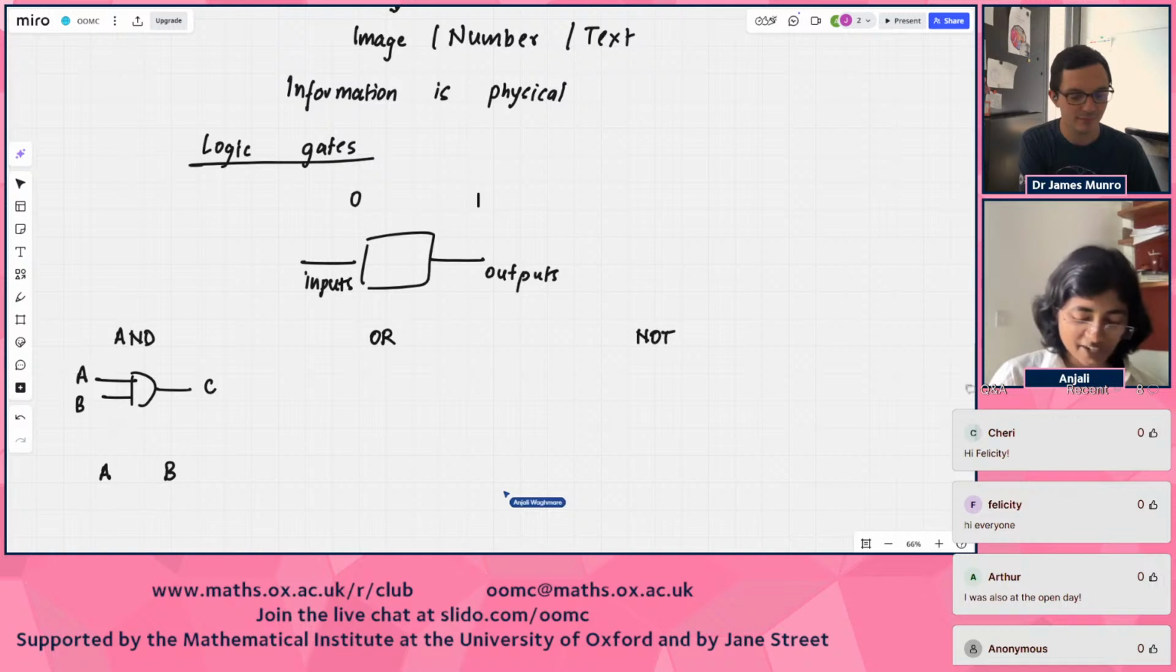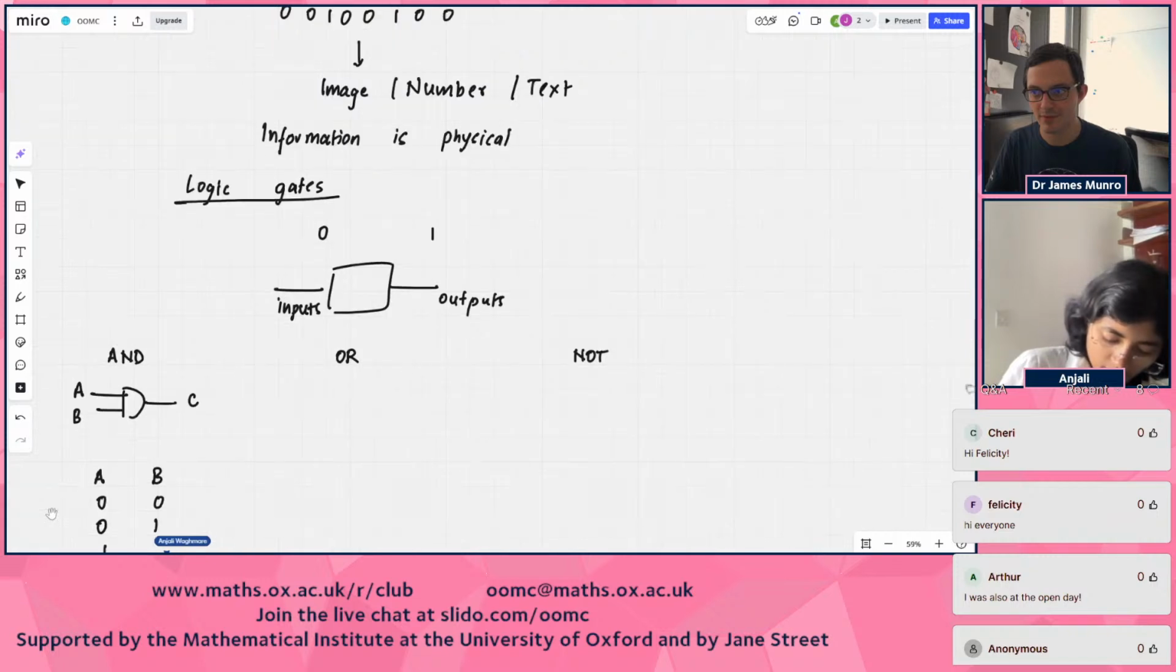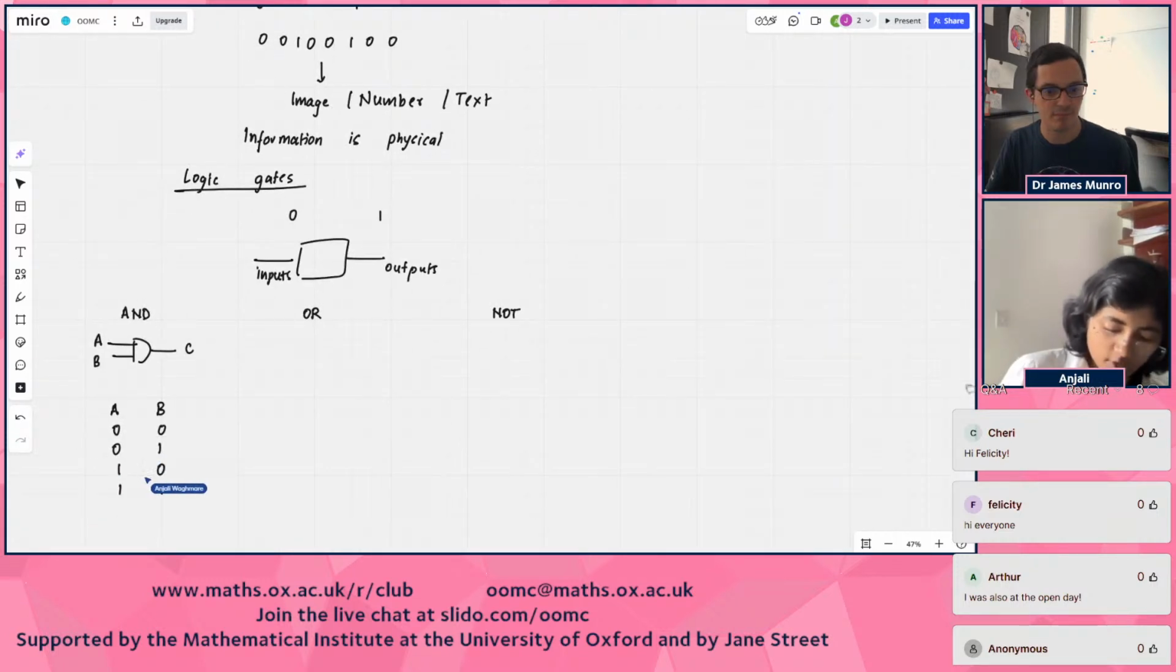We have two digits. What combinations can you have for A and B? There could be two squared combinations, right? So we could have 0, 0, where both the inputs are 0. You could have 1, 0, like A be 0 and B be 1. Or both inputs could be 1.